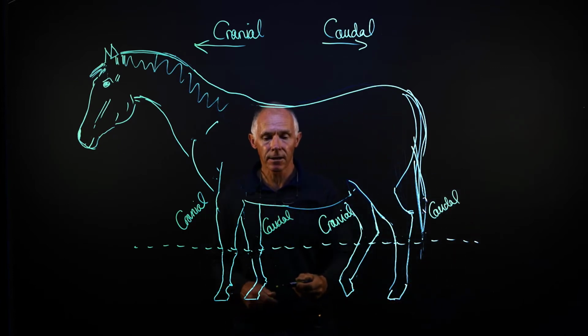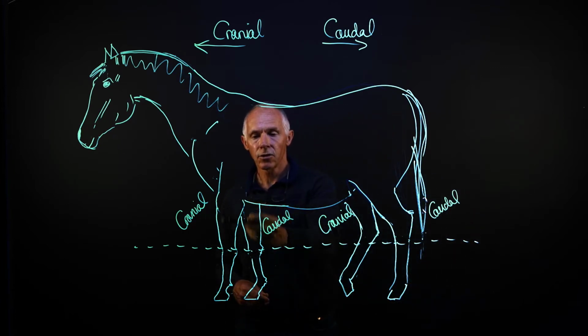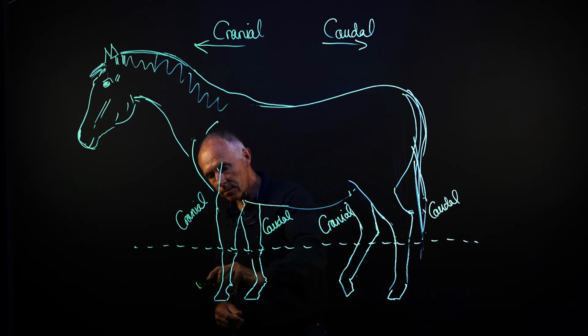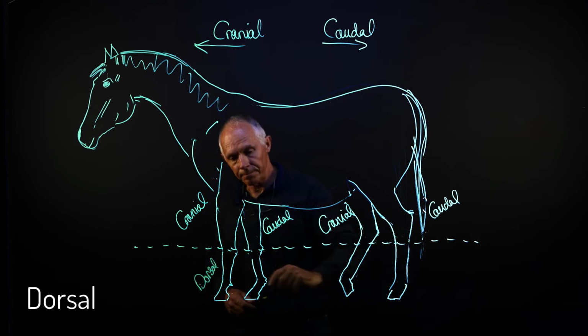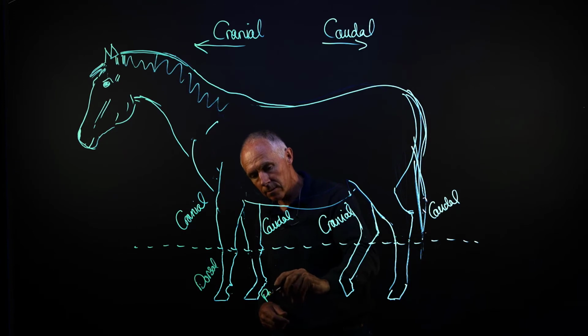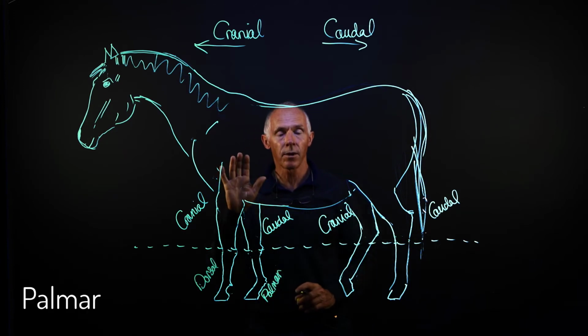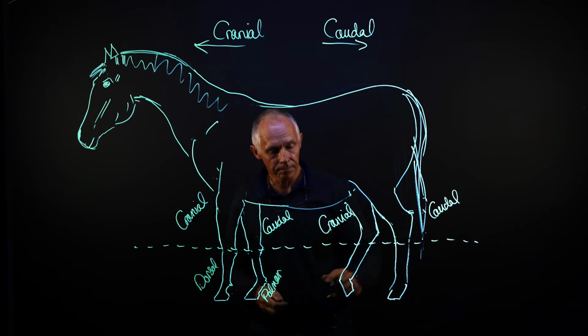Now the reason for that is this is the horse's forearm. The horse's knee is actually the wrist. So everything beyond the wrist is the hand. So we use dorsal for the front face and palmar for the back face, because the bottom or back face of your hand is your palm.